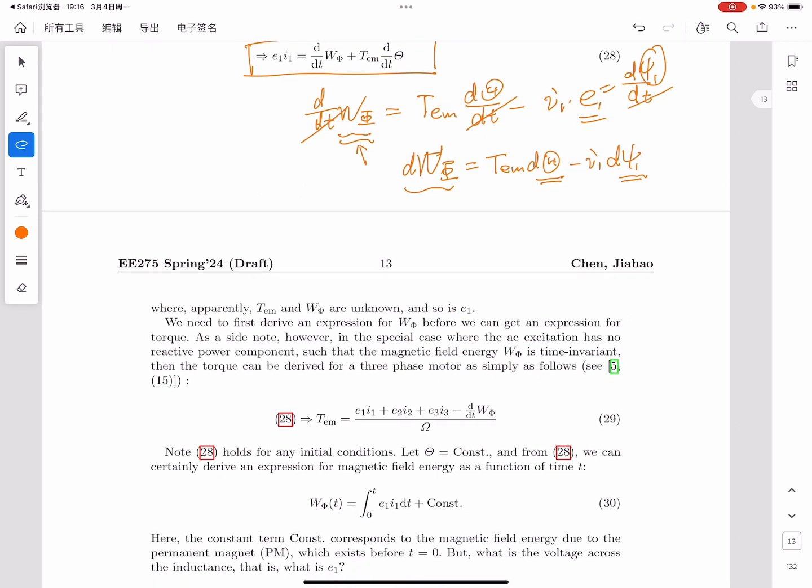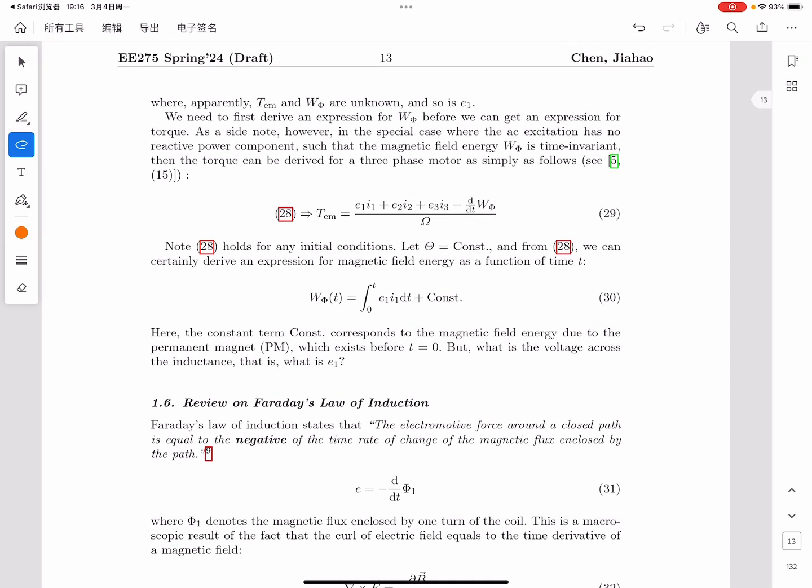It is also possible, in a balanced three-phase system, for example where we have three circuits denoted by 1, 2, and 3, that the magnetic energy does not change, or we can say it's time invariant. So this term is 0. Then we can directly calculate torque by plugging in the electrical power that is absorbed by the three-phase back EMF. This equation has been used in this reference by Professor Lee. You can check it in this reference.